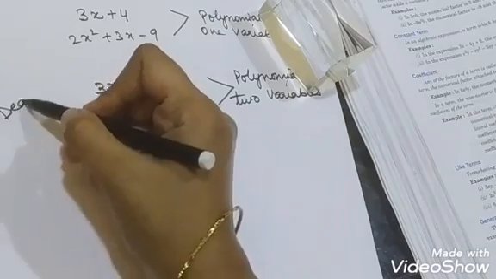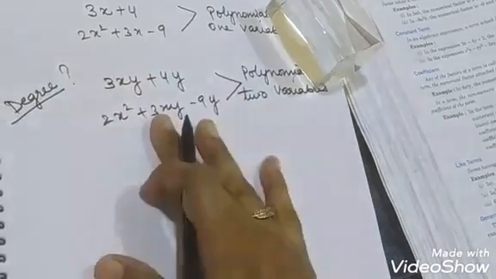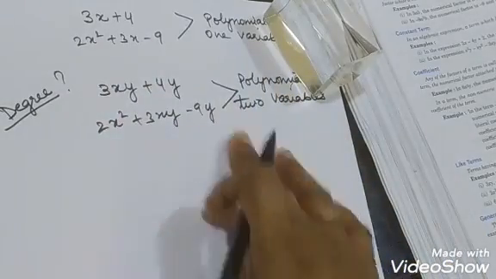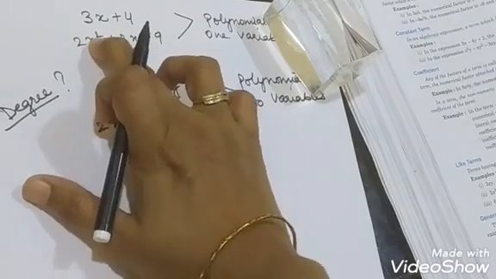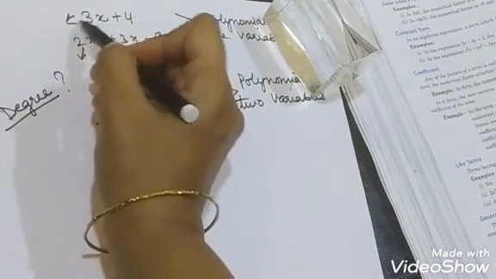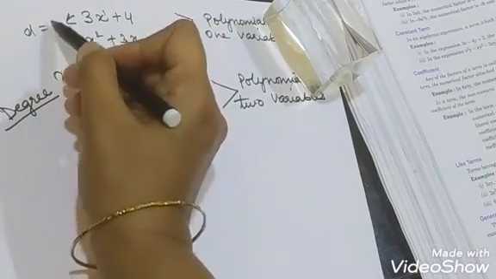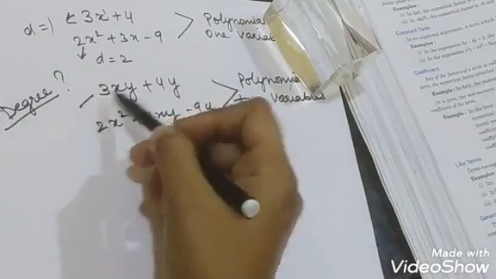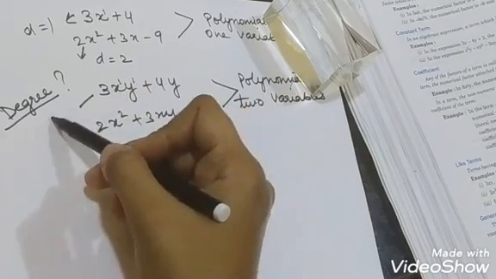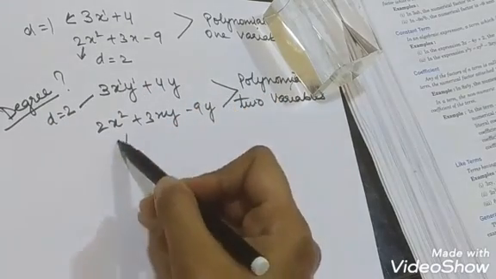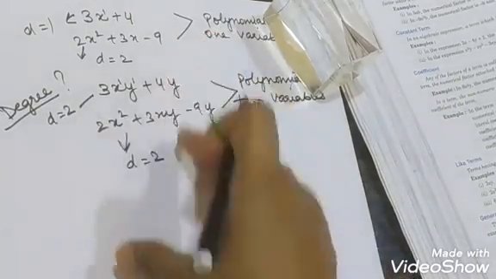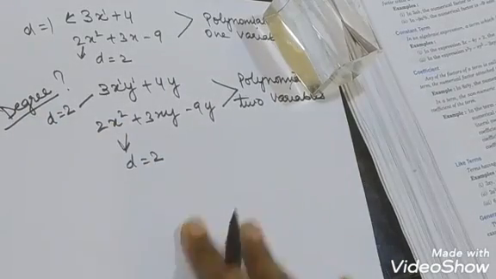Now what is degree of polynomial? The highest power term is called degree of polynomial. Here see, the highest power is 2. So in this polynomial its degree is 2. In this polynomial degree is 1. So in this polynomial degree is 1. In this polynomial degree is, here x having 1 degree, y is having 1 degree, so total degree will be 2. In this polynomial degree is 2. So the highest power which comes in a polynomial will be called its degree.